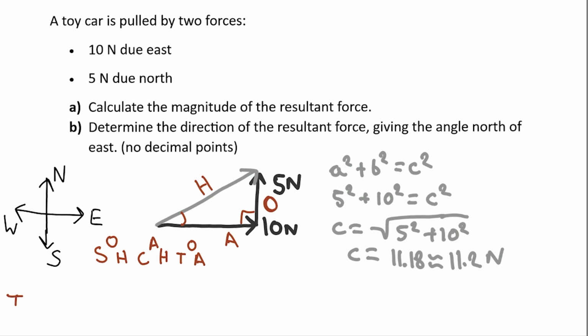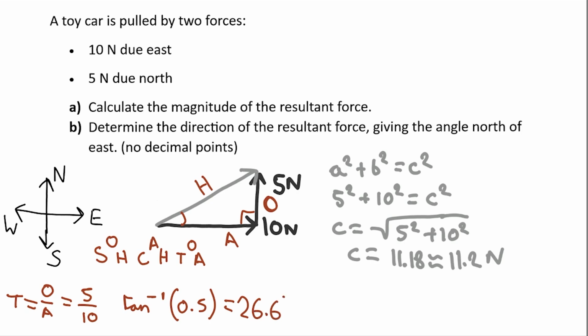I used the inverse tan function to calculate our angle. TOA has O over A, so opposite is divided by adjacent, giving us 0.5, which is then put into the inverse tan function, leaving us with a value of 26.6 degrees. This is then rounded up to the nearest whole number, 27 degrees. So our resultant force is 11.2 newtons at 27 degrees northeast.